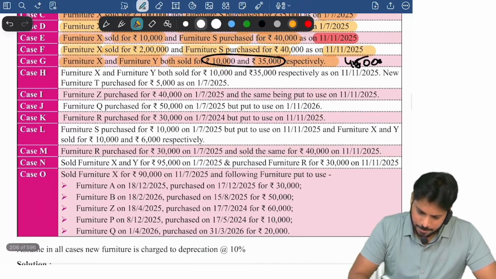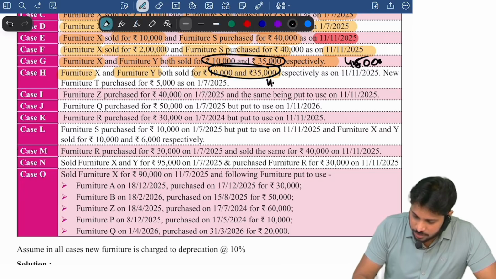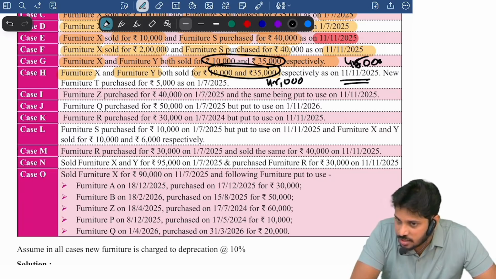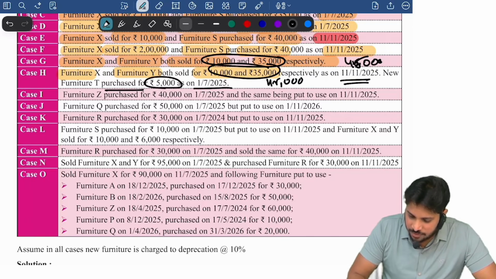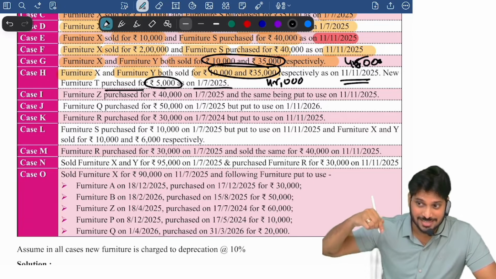Next. Furniture X and furniture Y both put together we sold for how much? 45,000. We sold it for 45 on 11th November. When they sold doesn't matter. When it comes to sale, the date doesn't matter. New furniture T purchased for 5,000 on 1st July. Okay, so which means the block is there.